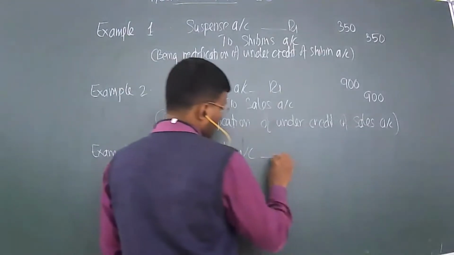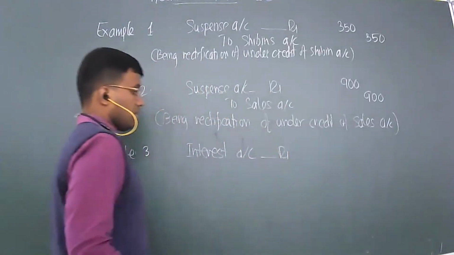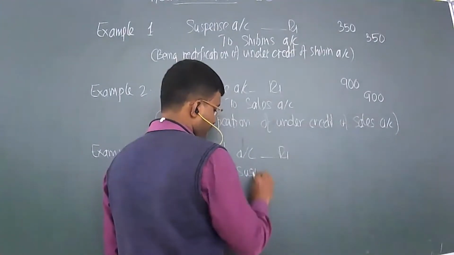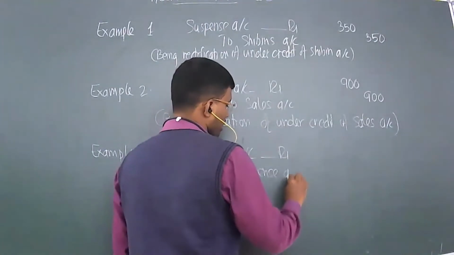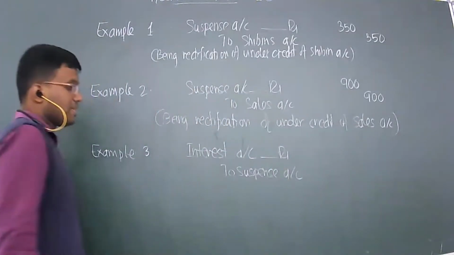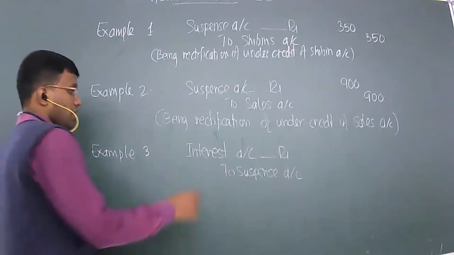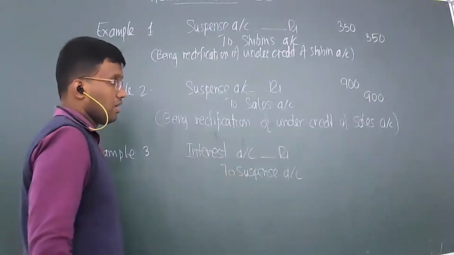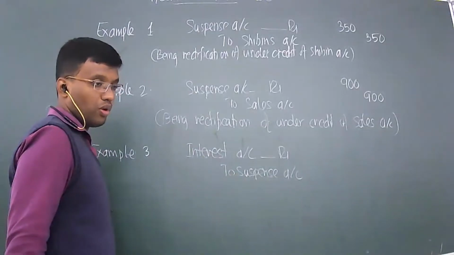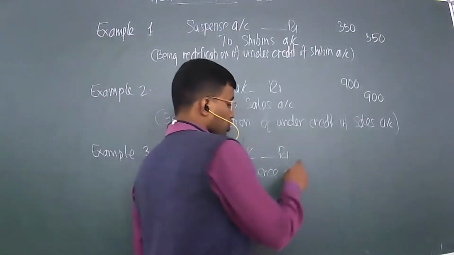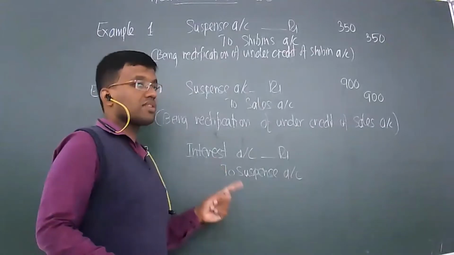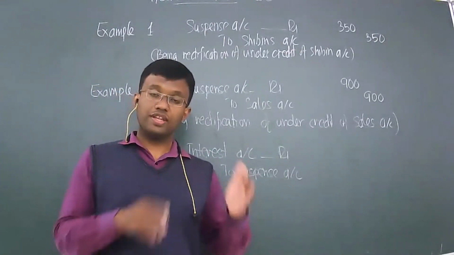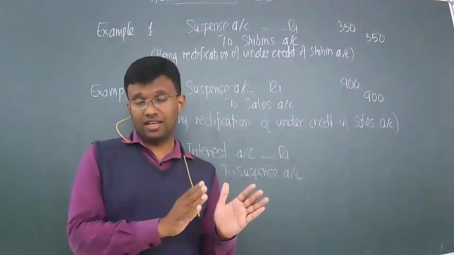So interest account debited to suspense account. Now, what is the amount? What amount will we go for? What you have to remember is interest account should have been debited. So there is 500 missing on the debit side.